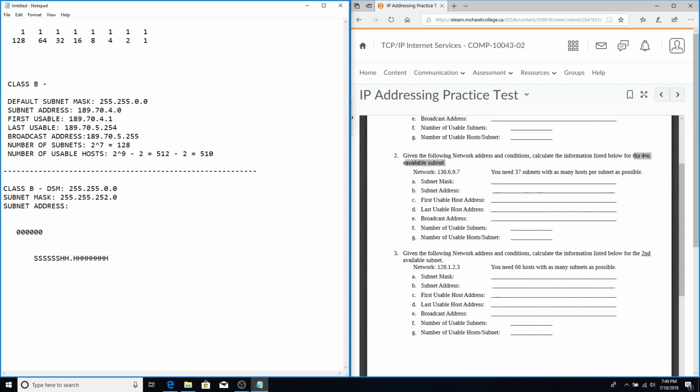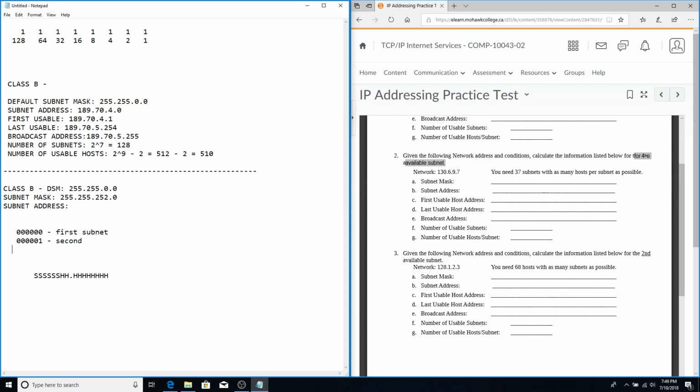If you had 8 bits, you write down 8 zeros. If you had 12, you write down 12 zeros. If you had 2, you just write down 2 zeros. But write as many zeros as there are subnet bits, because that will be your first subnet. And then just count up until you get to, in this case, the fourth available subnet.